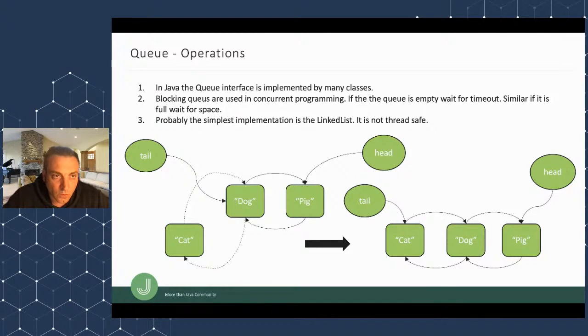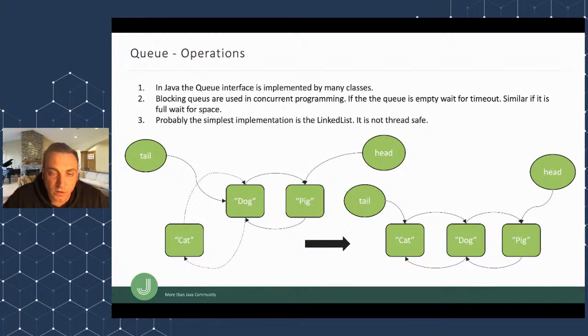Okay, so we are talking about the queue now, and in Java, the queue interface is implemented by many classes. And there are some flavors of queue implementations that are mainly related to multi-threaded programming. As an example, blocking queues are using concurrent programming, and they work as follows. If the queue is empty, we wait for an element to get in for a certain timeout, and in a similar fashion, if it is full, we wait for space.